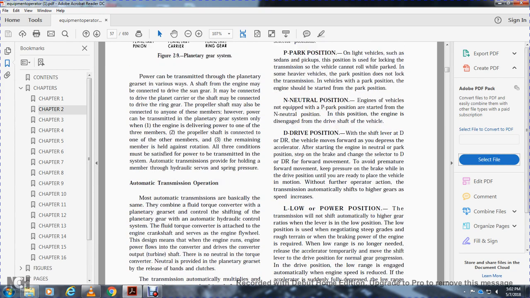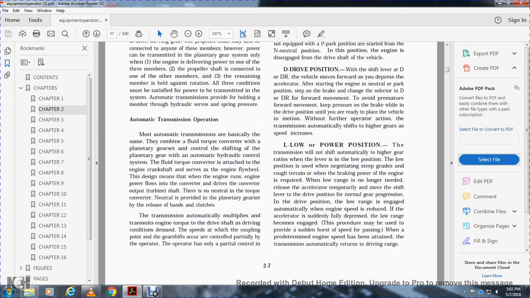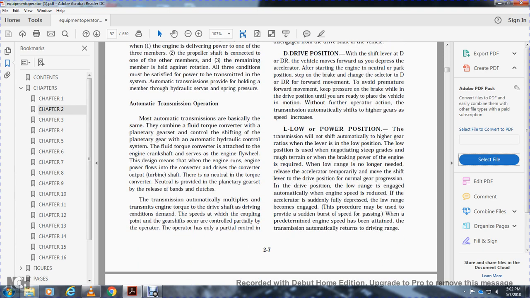In D, the drive position, when the shifter lever is in D, the vehicle moves forward when you press the accelerator. Start the engine in neutral or park, step on the brake, and select D for forward movement. Keep pressure on the brake while in the drive position until you are ready to move the vehicle. Without further operator action, the transmission automatically shifts to higher gears as the speed increases.